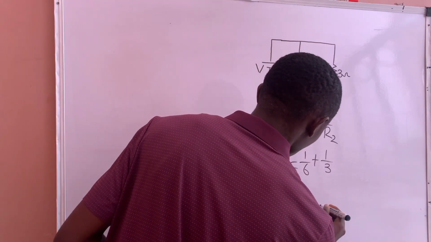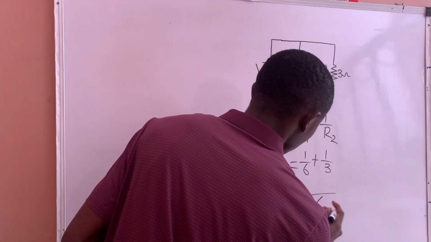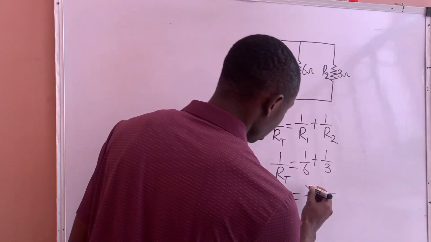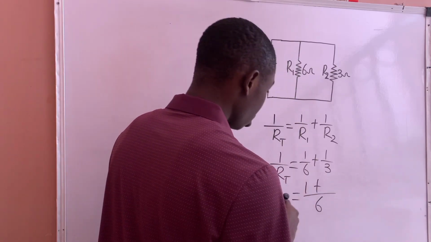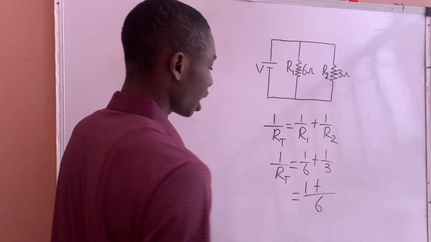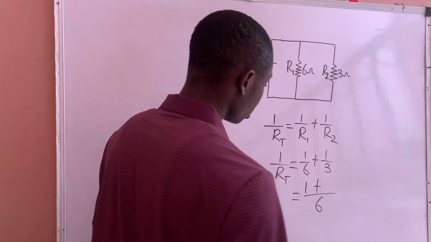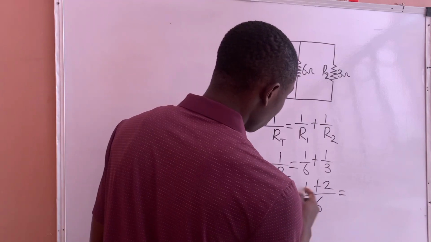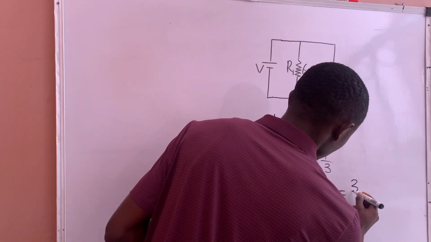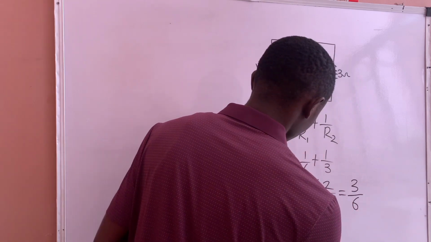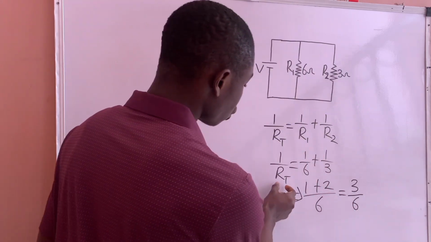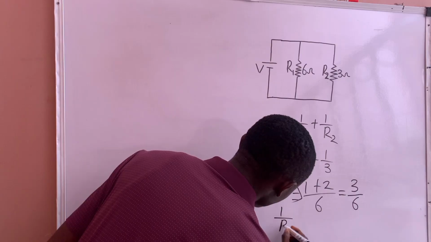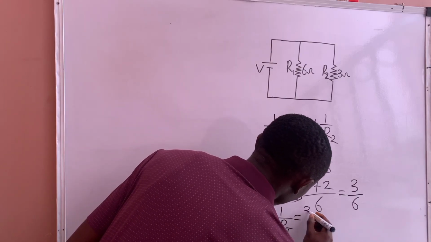By taking the LCM, 6 will go into 6 how many times? 1 time, and 1 times 1 is 1. Plus, 3 will go into 6 how many times? 2 times, and 2 times 1 is 2. So our answer will be 1 plus 2, which is 3, divided by 6. And now we have that 1 over RT, which is the total resistance, equals 3 over 6.